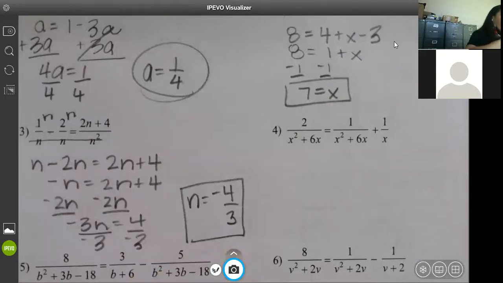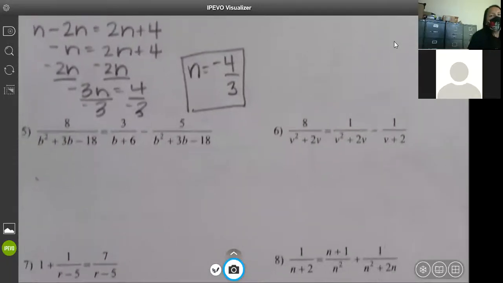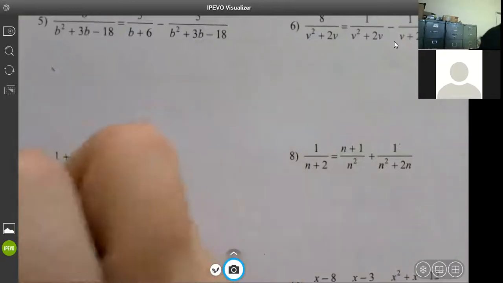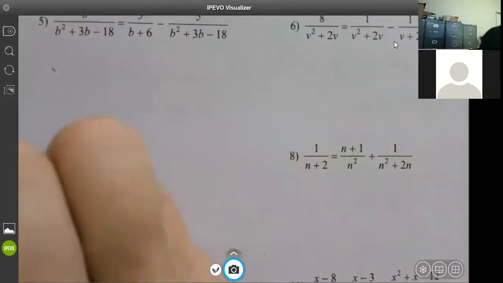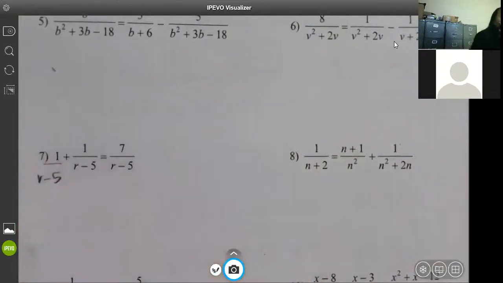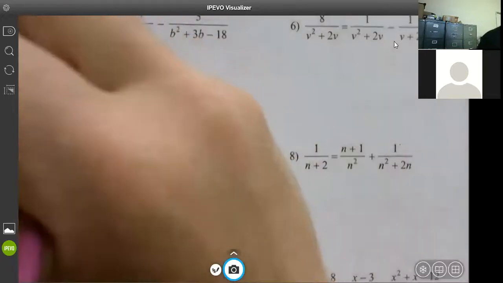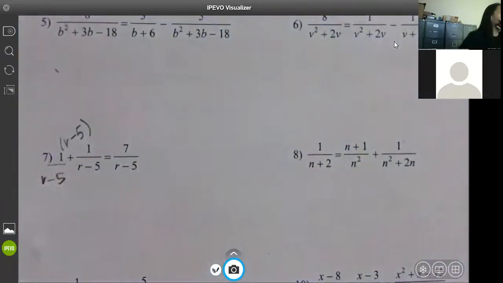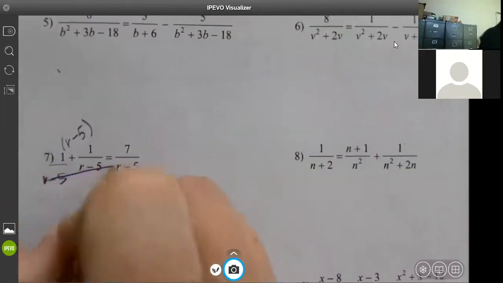I'm going to skip for a minute down to number 7. The reason that I'm skipping to number 7 is because you can see what your common denominator is. They all three have to have that common denominator. So this 1 needs to be over an r minus 5. Whatever I do to the bottom, I have to do to the top. All right. So then our common denominators mark out.